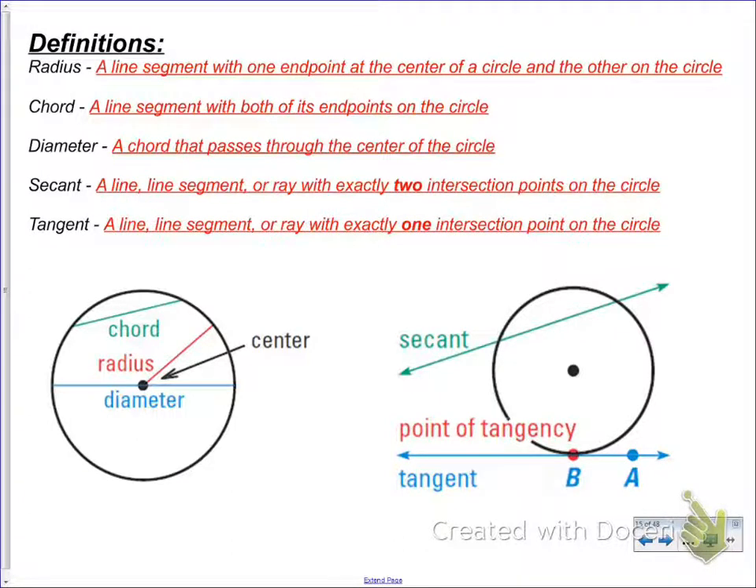All right, so those first 3 all represent line segments. They're all going to be segments, and they're all located inside of the circle. None of them ever come outside the circle. They're all contained inside the circle. Our last 2, secant and tangent, are 2 lines that will go outside the circle. First of all, we have a secant, and a secant can be a line segment, or it can be a ray. It has exactly 2 points of intersection on the circle.